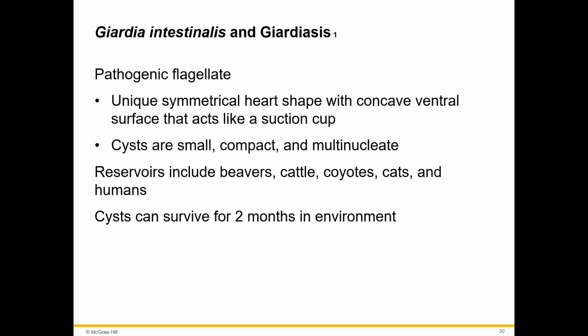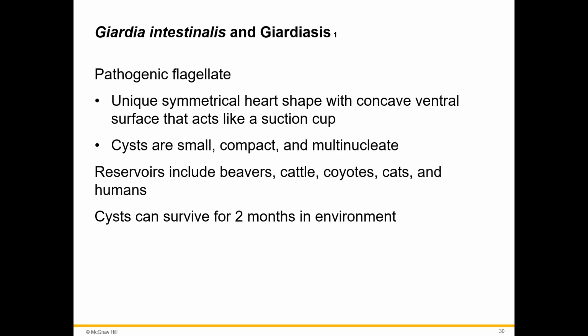They kind of look like a little heart that has a concave ventral surface. Like I had shown y'all in lab, if we look at them sideways, it's almost like they have a little suction cup where they can attach to their host. Cysts are very small, compact, and multinucleate. So you can tell this is a Giardia cyst if it has multiple nuclei.